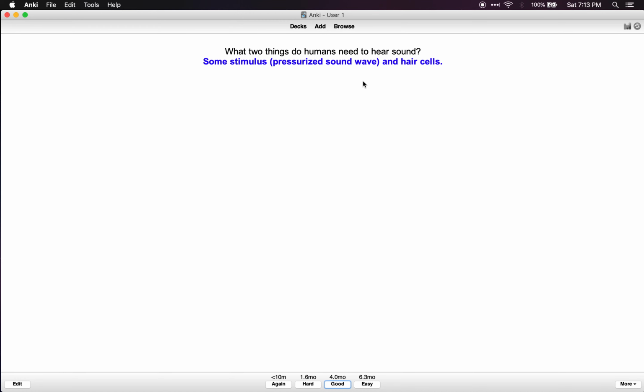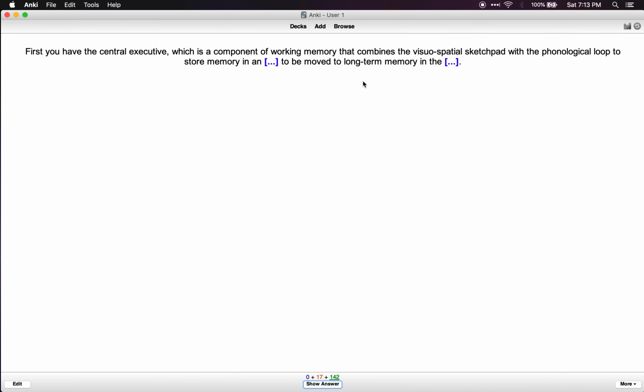What 2 things do humans need to hear sound? Well, stimulus and hair cells. Stimulus and hair cells. First, you have a central executive, which stores... the episodic buffer is a component of working memory that combines the visuals and the flows on a loop. So memory in the episodic buffer is moved to long-term memory in the hippocampus.